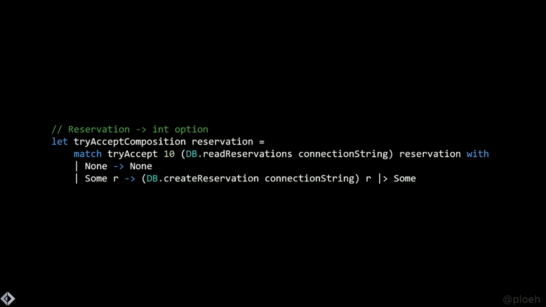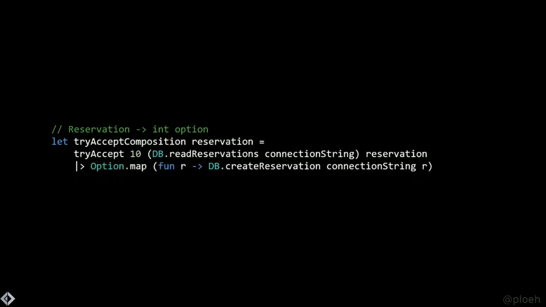So I've decoupled the decision from the effect, which is an easy thing to do in F#, and it's also easy to do in Haskell for the same reason. And this sort of branching here is such a common thing to do on an option that it's built into the language, or built into the F# library. It's just called option map.